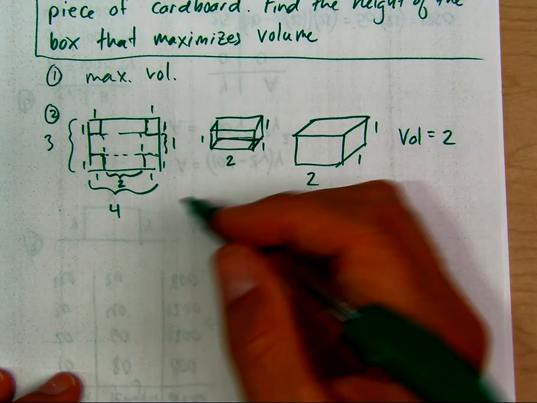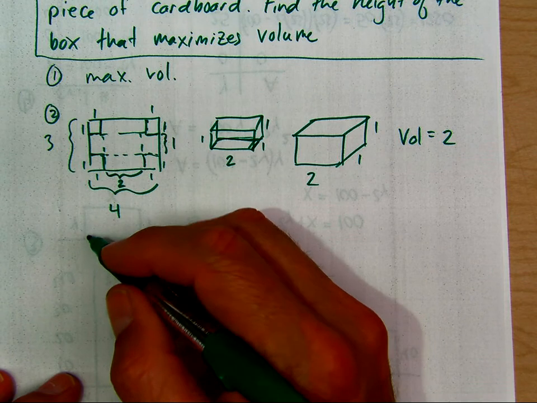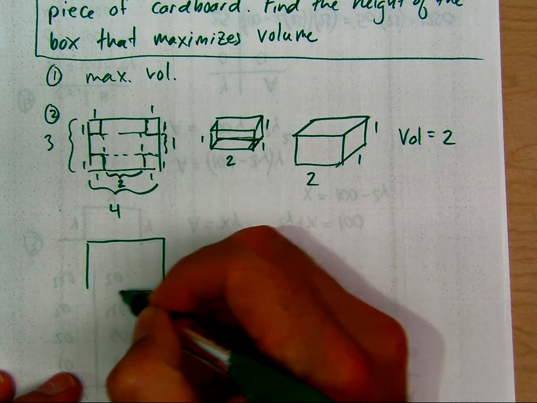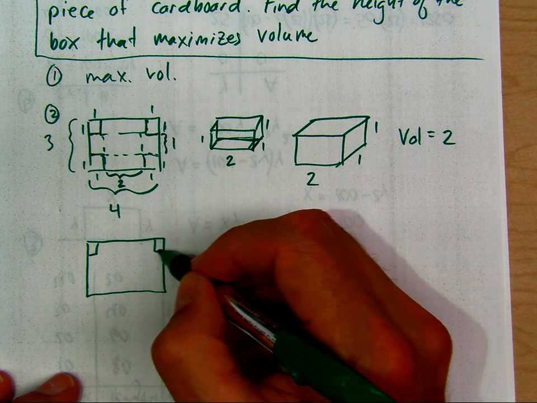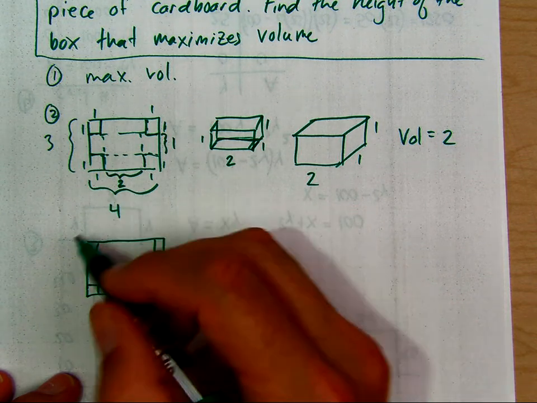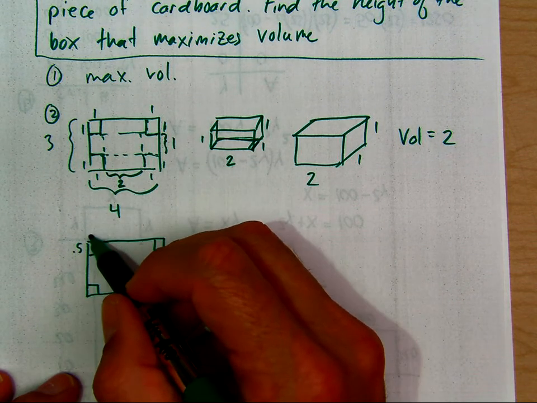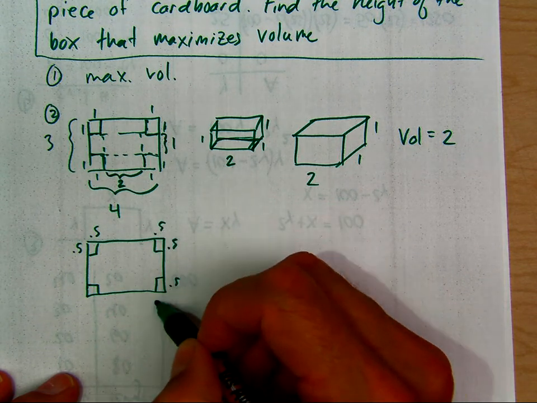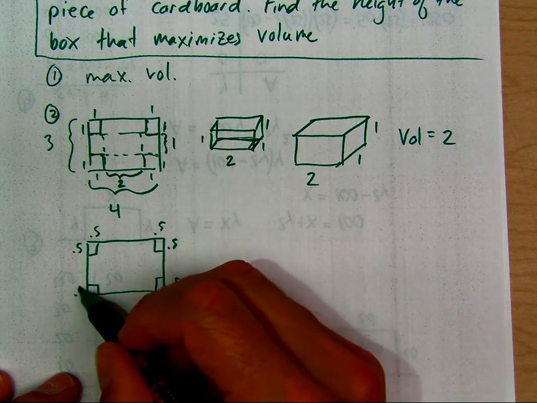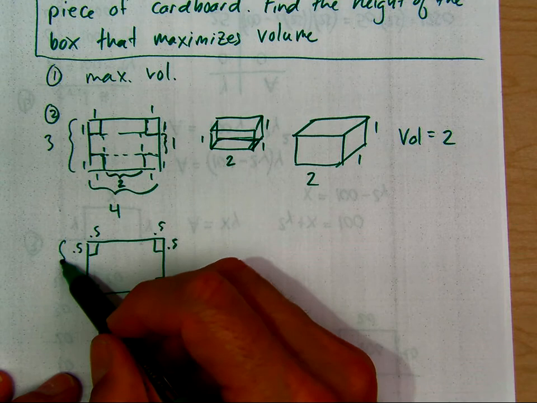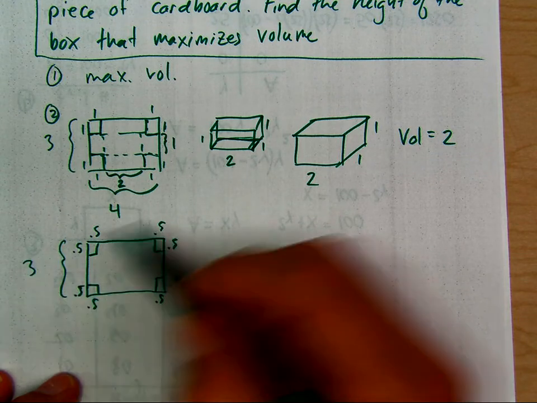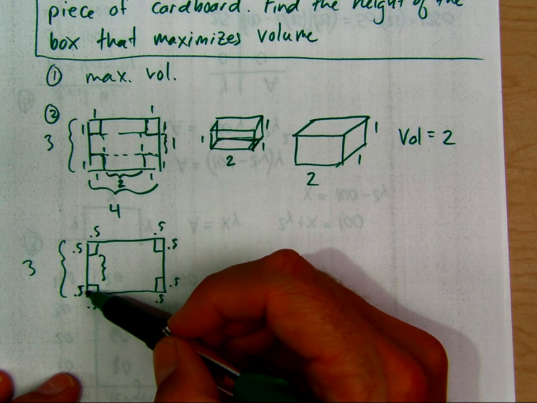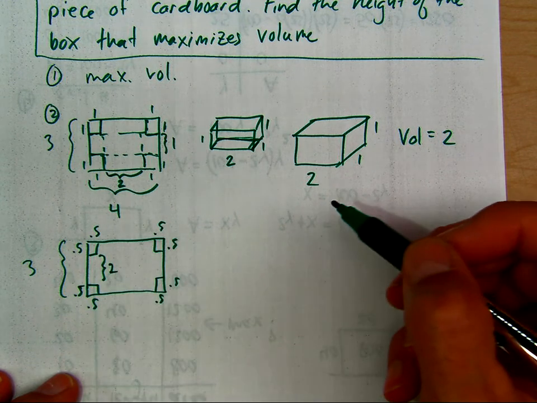So let's try that again with a different size square. We have 3 by 4 here, cut out a square. What if we cut out 1/2 of a foot on each square? We started with 3 feet, but we cut out 1/2 and 1/2, so we cut out 1 foot. That leaves 2 feet left.